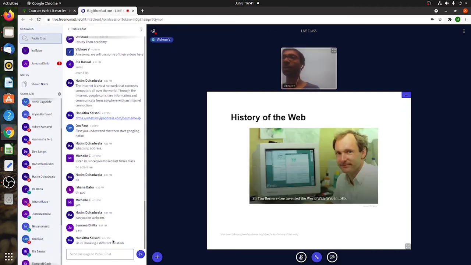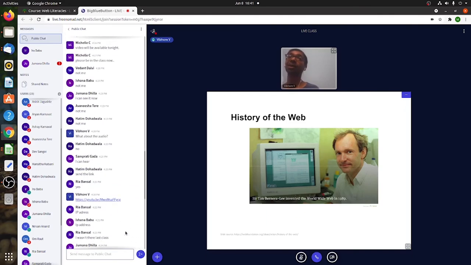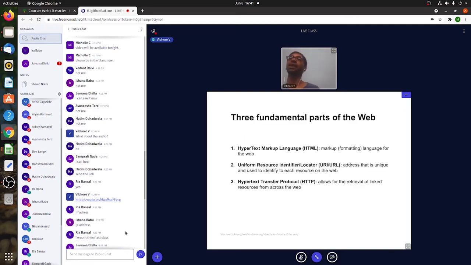So the inventor of the web was Sir Tim Berners-Lee. And the web came later, in 1989. If you remember, the work on the internet started in the 60s, right? And it slowly evolved from the ARPANET to the current internet. So what did Tim Berners-Lee do? He came up with the three fundamental parts of the web. He defined the technologies that make up what we even today use as the web.